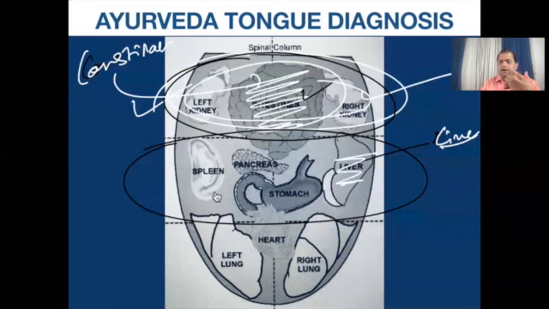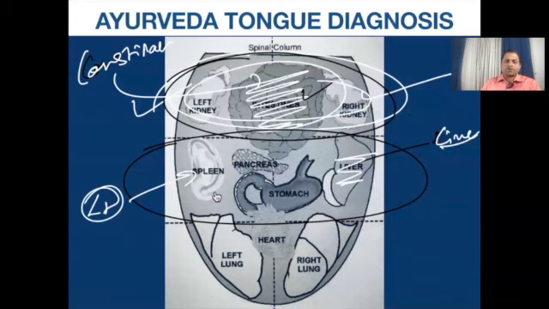If this part is red, we can tell liver heat. So in the body, we have liver on the right side, so in the tongue also, we will be having liver on the right side. In the body, we have spleen on the left side, so in the tongue also, we will be having spleen on the left side, right?